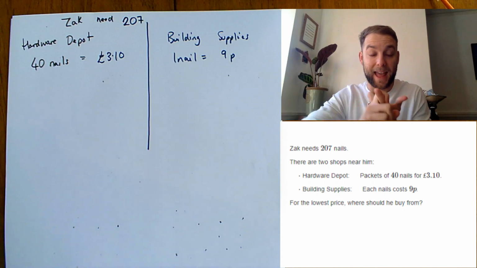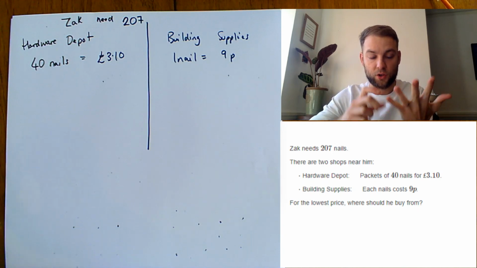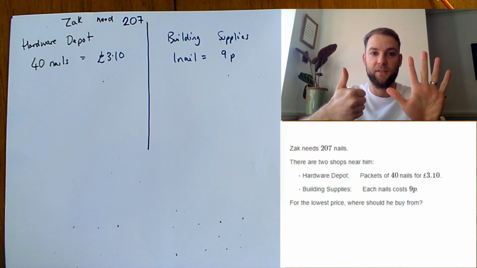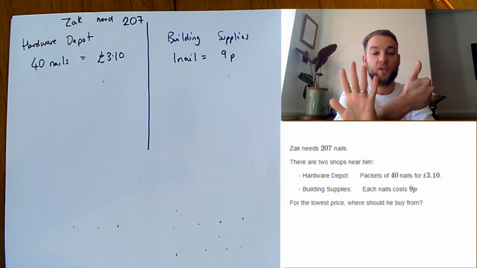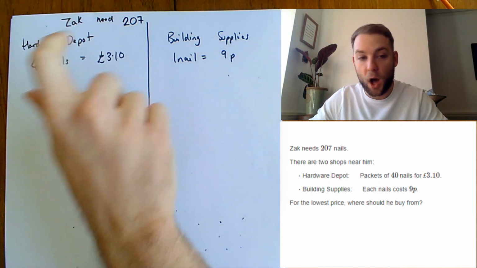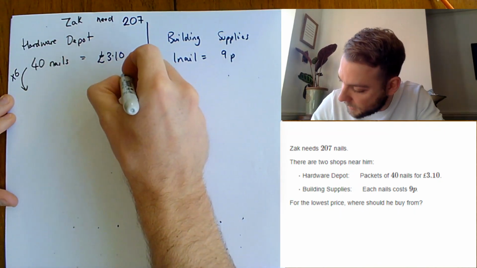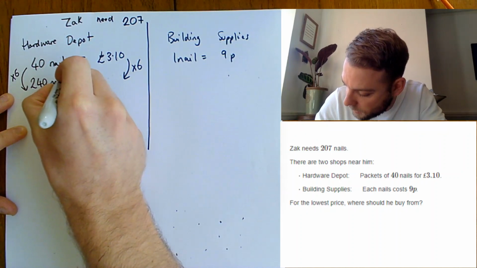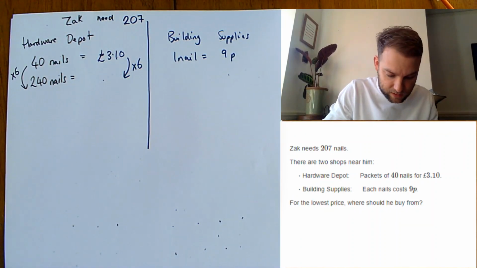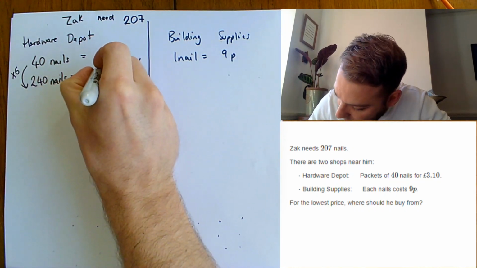So 40, 80, 120, 160, 200, 240. So there you need 6 lots of packs to get over the 207. So I need to times this by 6, times this by 6, so that'd be 240 nails, which is equal to £3.10 times by 6, which is equal to £18.60.